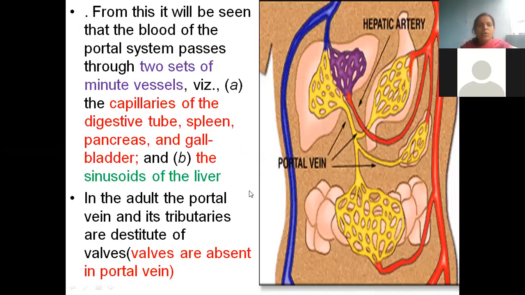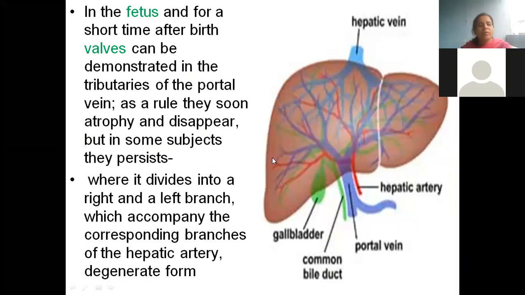So portal system, in the sense, means we have a set of capillaries in the liver and a set of capillaries in the intestines. And the connecting channel is the portal vein. It is something like a port which is connecting the capillary network of one side to the other side. Two sets of capillary networks, that is the meaning of portal vein.